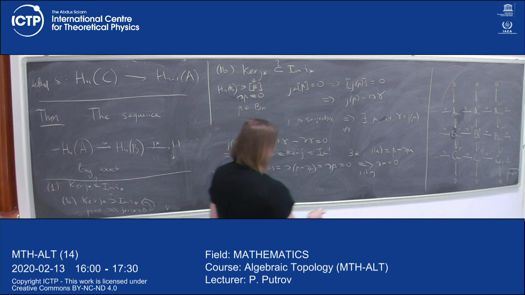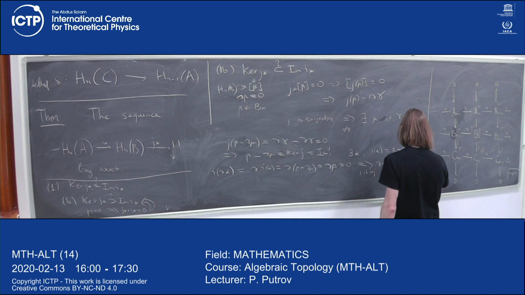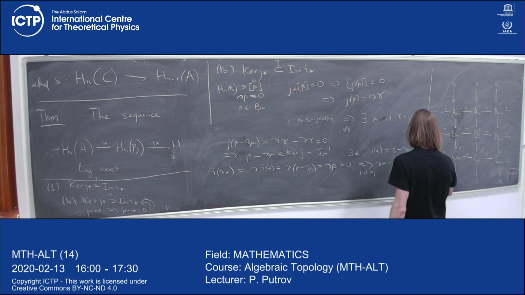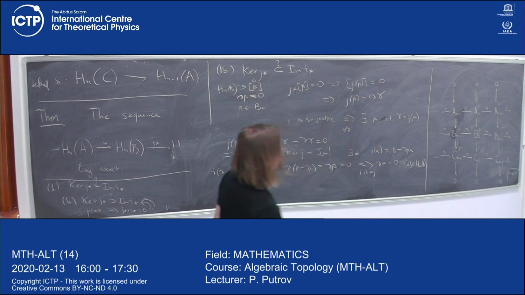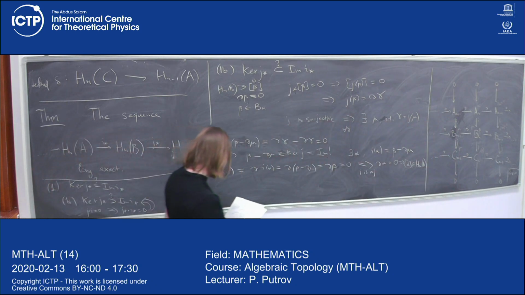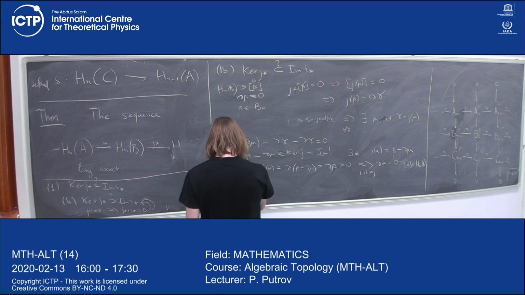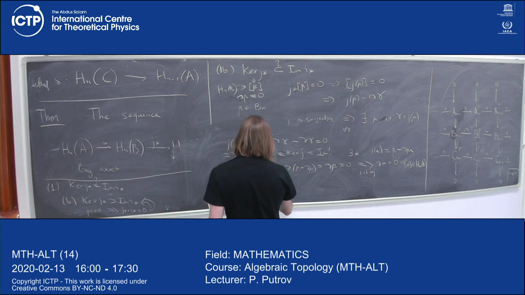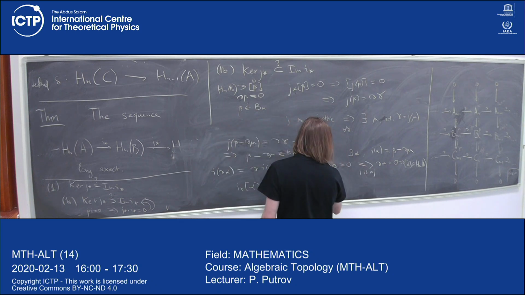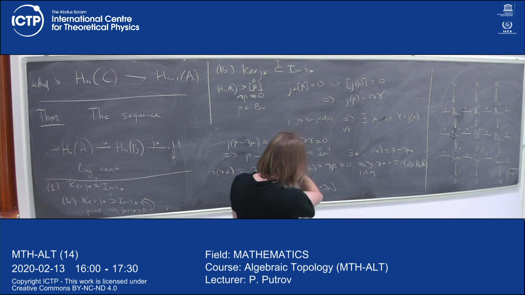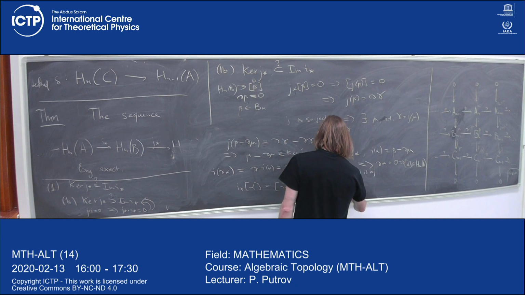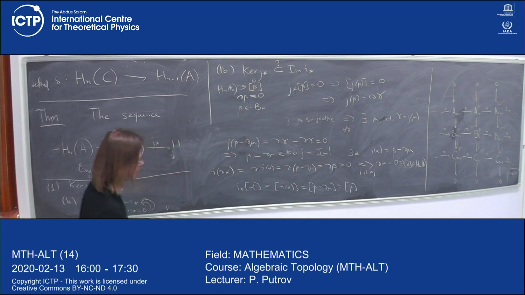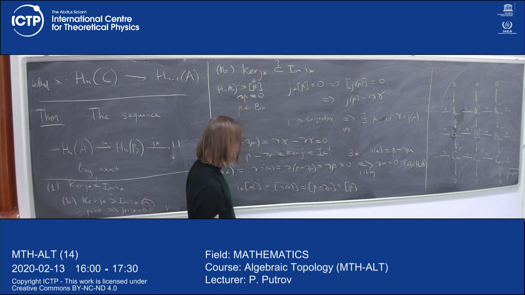Okay, so this means in particular that I can consider the class of alpha in homology of A, and then I can calculate I star of alpha, which is by definition the class of I of alpha, which is the class of beta minus d mu. And since d mu I can omit in my class, this is the same as the class of beta.